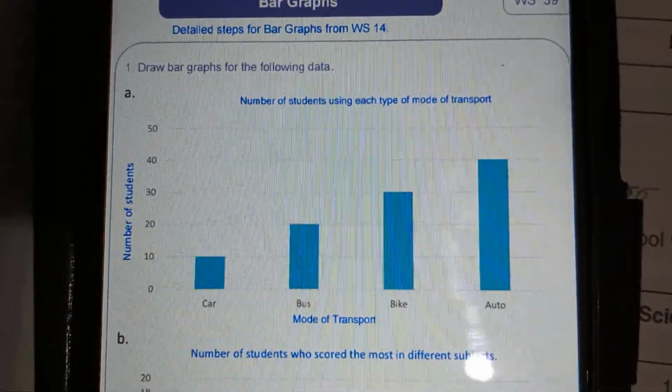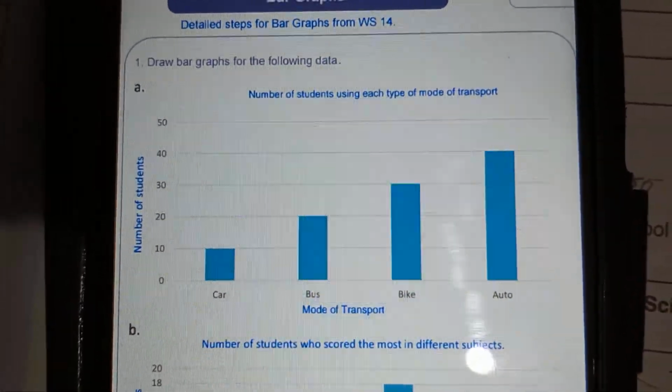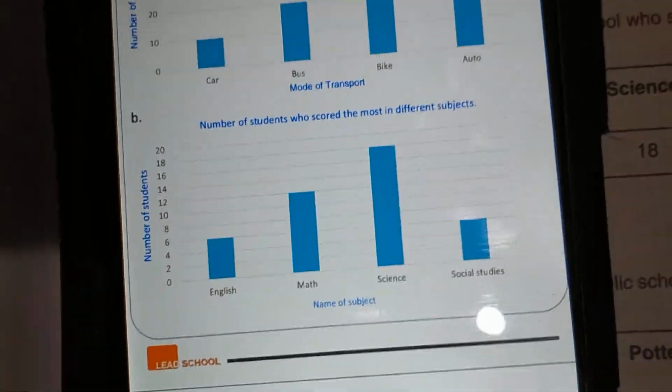Okay students, I hope your work is complete. Now I'll show you one more bar graph. Look at this bar graph.